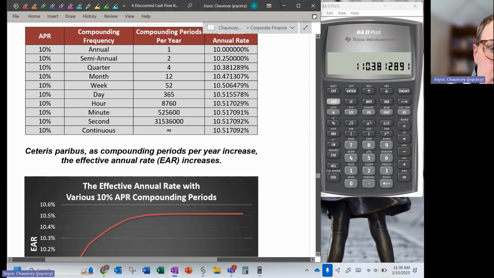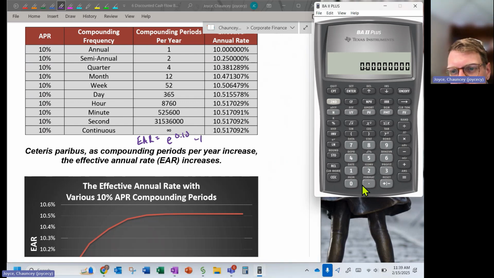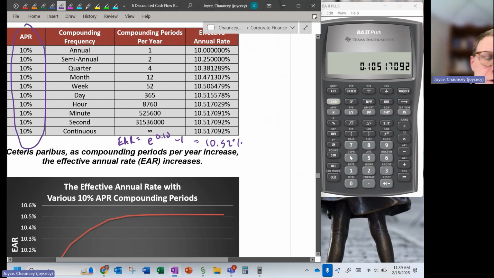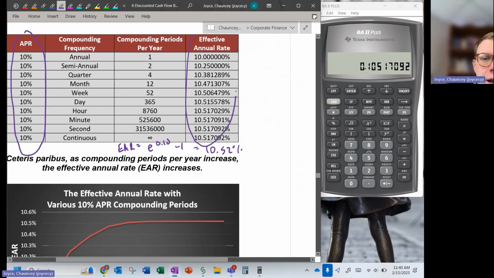And if you get to continuous, it reaches some limit, which is Euler's e. So the effective annual rate is Euler's e to the compound rate less 1. So to do that on your financial calculator, you would just take 0.1, second ln, which is actually here, e to the x. And I have 0.1, second e to the x. 1.1052 minus 1 is an effective rate of about 10.52%. So all of these scenarios start with the same annual percentage rate, but they effectively compound much differently.